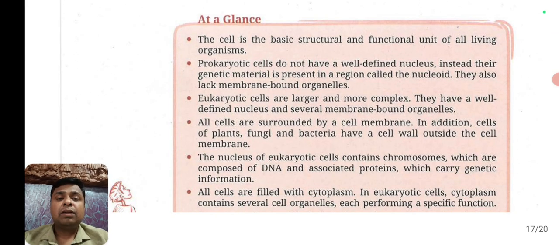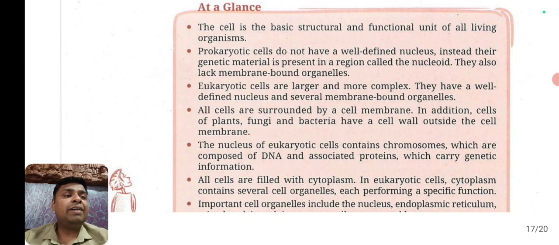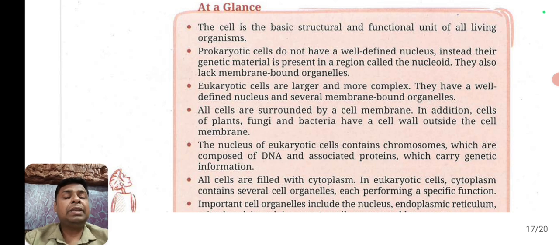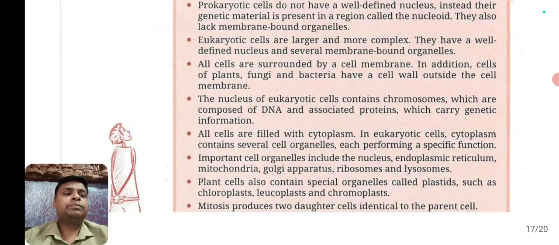Now let us revise. The cell is the basic structural and functional unit of life. Prokaryotic cells do not have a well-defined nucleus. Instead, they have genetic material lying free in the cell, and they also lack membrane-bound organelles. Eukaryotic cells are larger and more complex, and they have a well-defined nucleus. Several membrane-bound organelles are there. All cells are surrounded by a cell membrane. In addition, cells of plants and bacteria have a cell wall outside the membrane. So plants have a cell wall, remember.